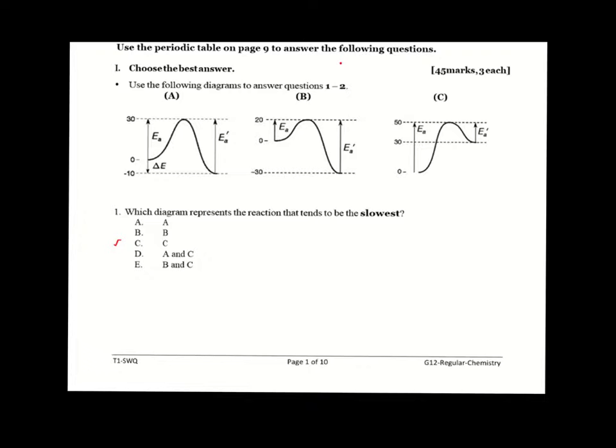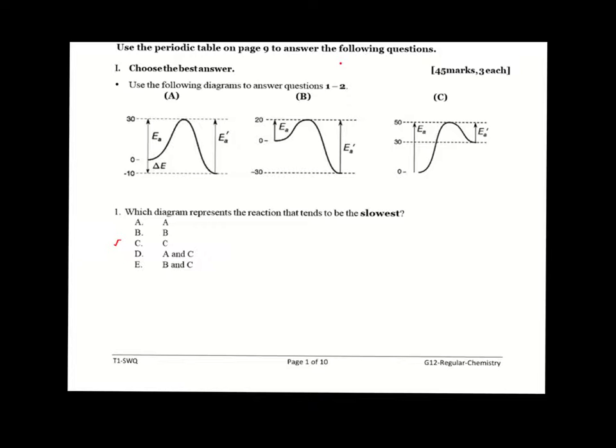Slowest reaction, which is very endothermic. The slow reaction is the endothermic reaction. Why? Because in the endothermic reaction, the activation energy is very high. If you compare the activation energy in all of them, you will find that in the endothermic reaction, the activation energy is very high. That's why this reaction will be the slowest.